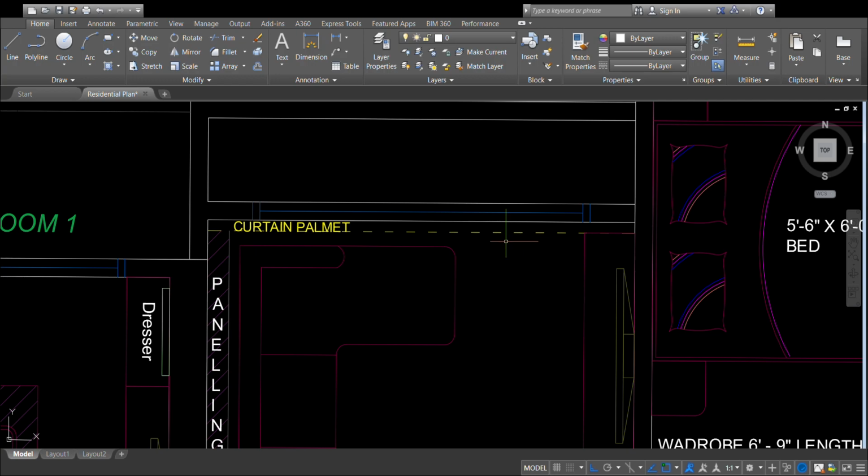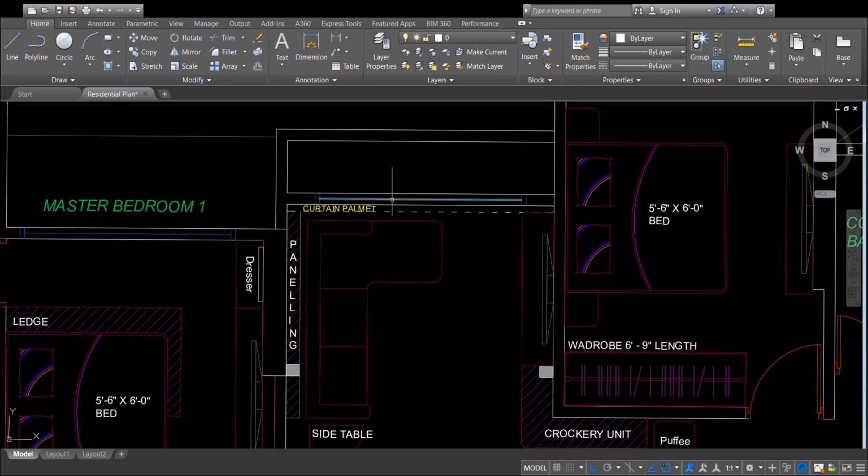So indication of curtain pelmet is very important, as nowadays you have see-through windows or you have long windows and French windows. So covering it entirely with the curtain or sheer is something very important.